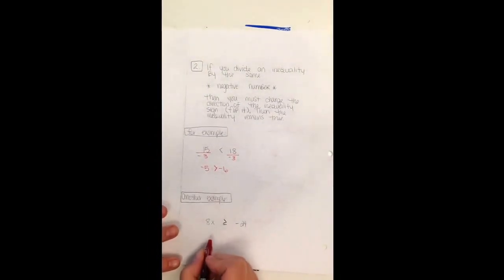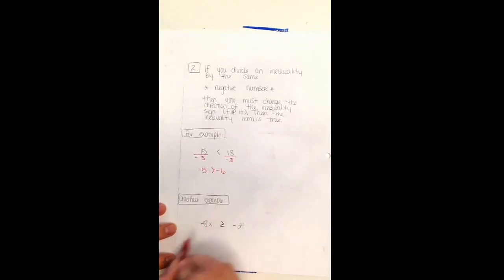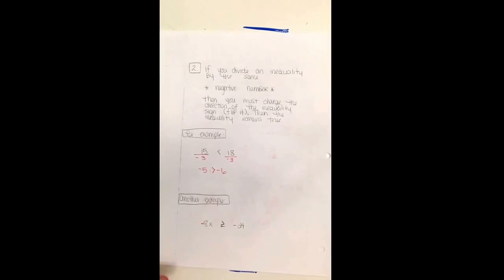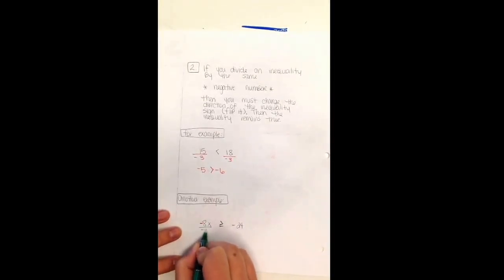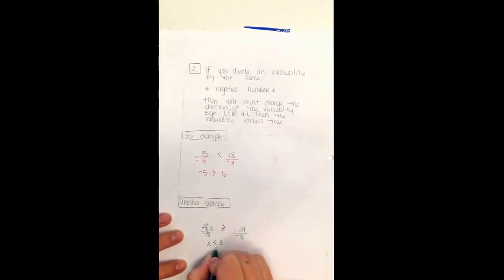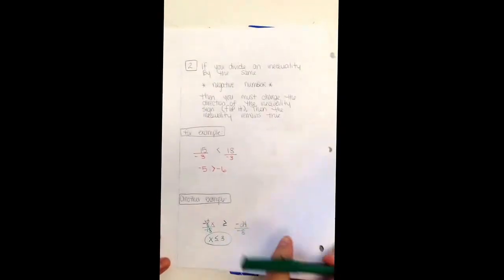All right, so down below, I'm going to actually make this a negative 8 first, and then it'll make better sense. So in order to solve this, I have to undo the multiplication by negative 8 by dividing by a negative 8. I get x is less than or equal to, I had to flip the sign, positive 3, and that would be my solution. All right, turn the page.